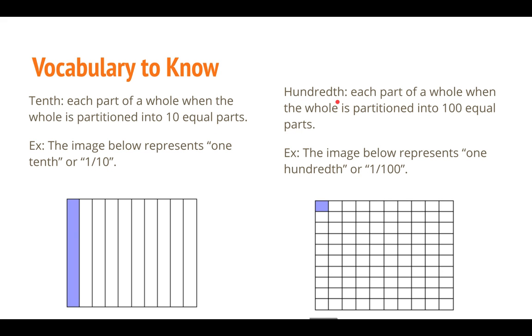A hundredth, if I'm saying something is so many hundredths, is each part of a whole when the whole is partitioned into 100 equal parts. So below, my picture looks a little bit different. I have 100 parts. And the image below right here, just my shaded purple part, is one hundredth. So that's how I would say it. And this is what it looks like, 1 out of 100.